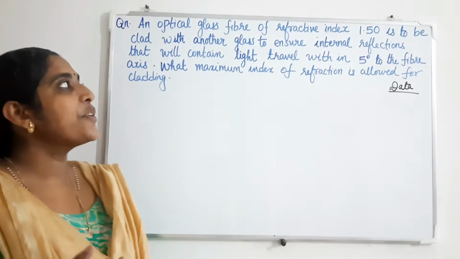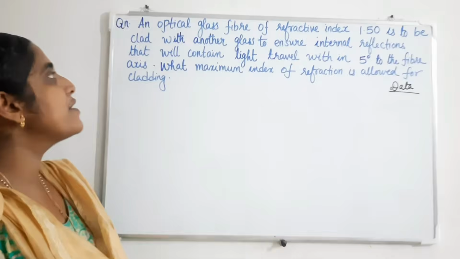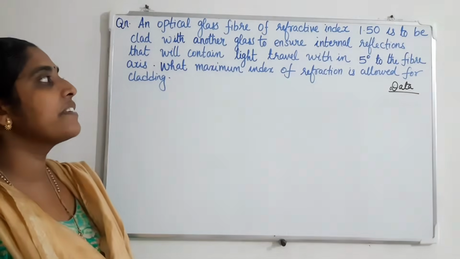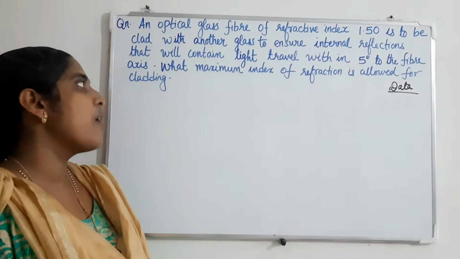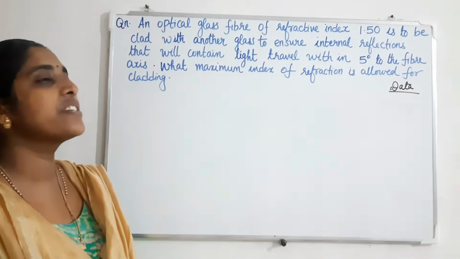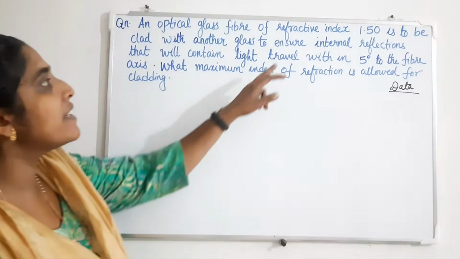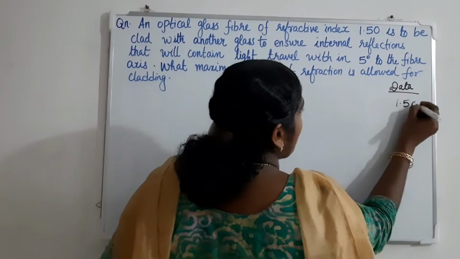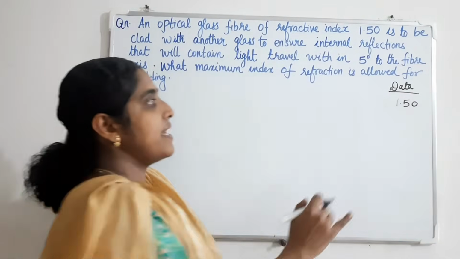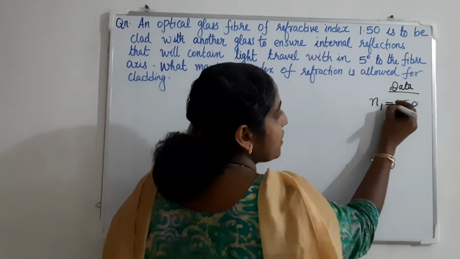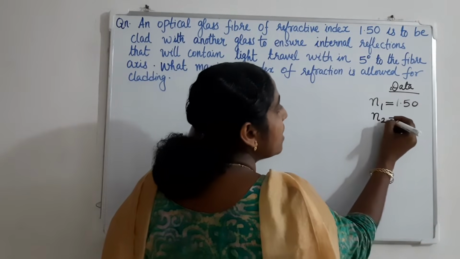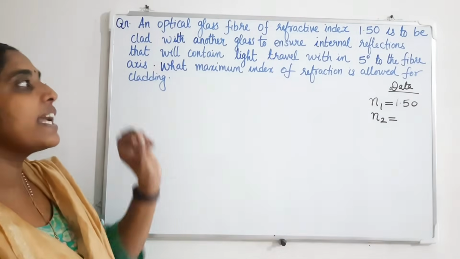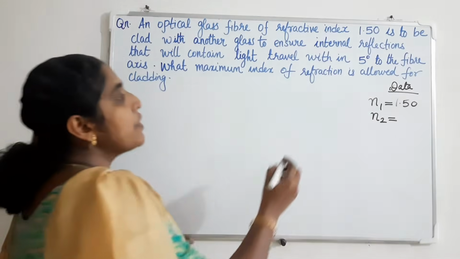See the next question. An optical glass fiber of refractive index 1.50 is to be clad with another glass to ensure internal reflections that will contain light travel within 5 degrees to the fiber axis. What maximum index of refraction is allowed for cladding? Here the refractive index of the glass fiber is given as 1.50, and it is clad with another glass. That is, the given refractive index is the refractive index of the core. It is clad with another glass material to ensure total internal reflection that will contain light travel within 5 degrees to the fiber axis.